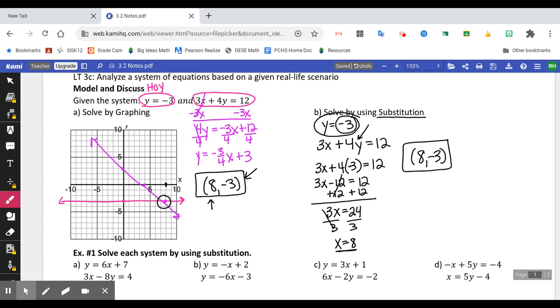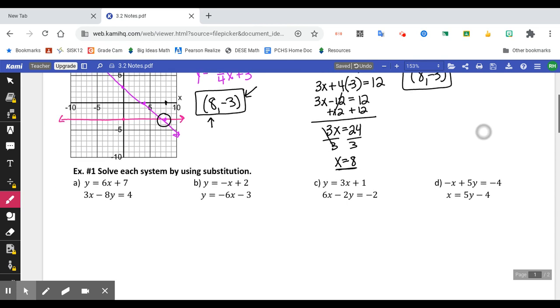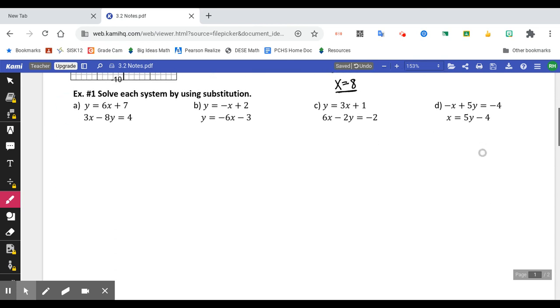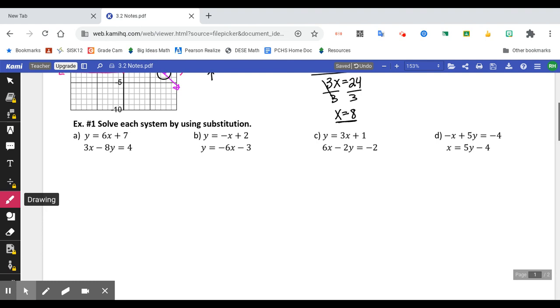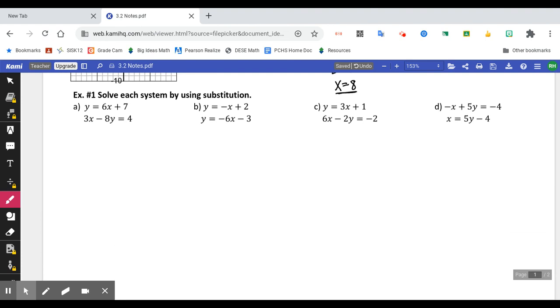All right. So substitution, again, is going to be taking the value for one of the variables and plugging it in or substituting it into the other equation to find the answers. Okay, so here we go. I have y equals 6x plus 7, and then 3x minus 8y equals 4. Now you're going to know which one to pick because one of them is going to be equal to a single variable. So instead of just -3, this whole thing is what y is equal to. So I'm going to take this whole thing and plug it right in here for y in the other equation. Everything else stays exactly the same.